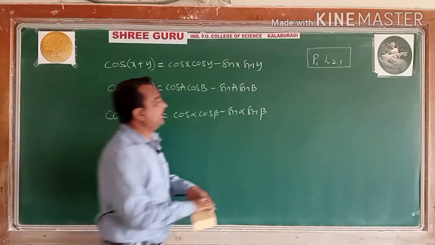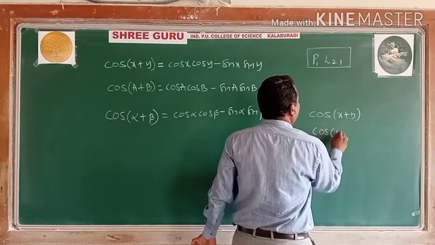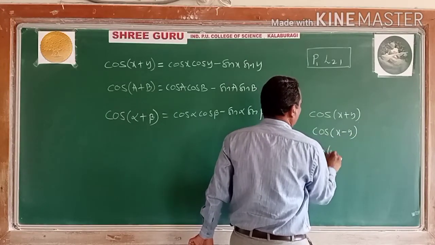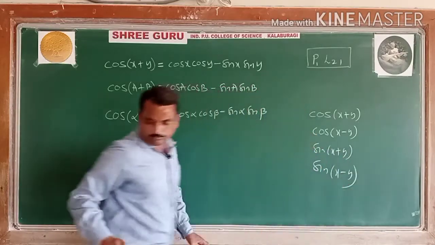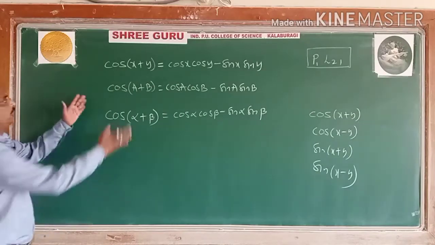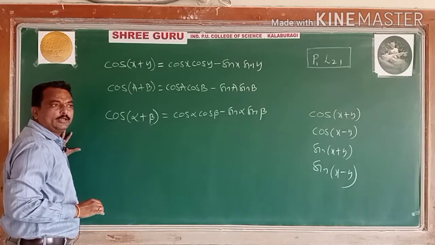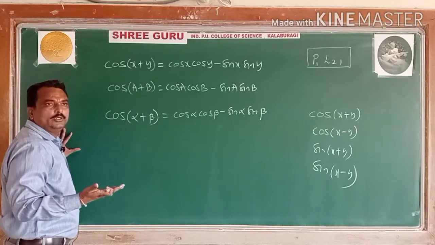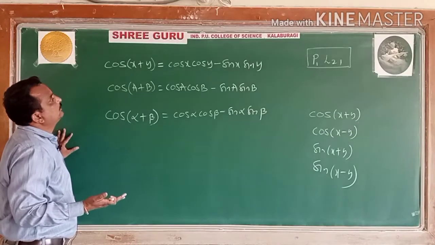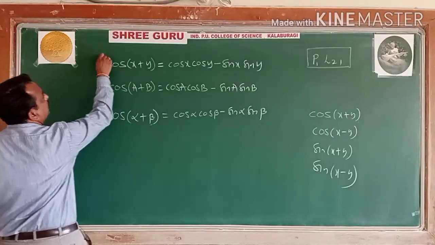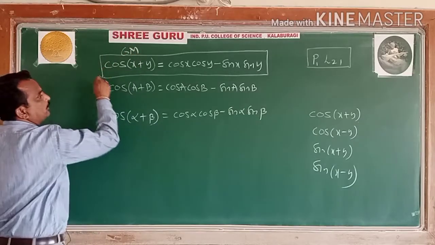So in the previous class we discussed cos of x plus y, cos of x minus y, sin of x plus y and sin of x minus y. Let us write these four formulas once again, students, in terms of x and y, a and b, or alpha and beta. You may take any values p and q. So you may prove cos of x plus y. This result is very important for 6 marks, very important from the point of view of examination.